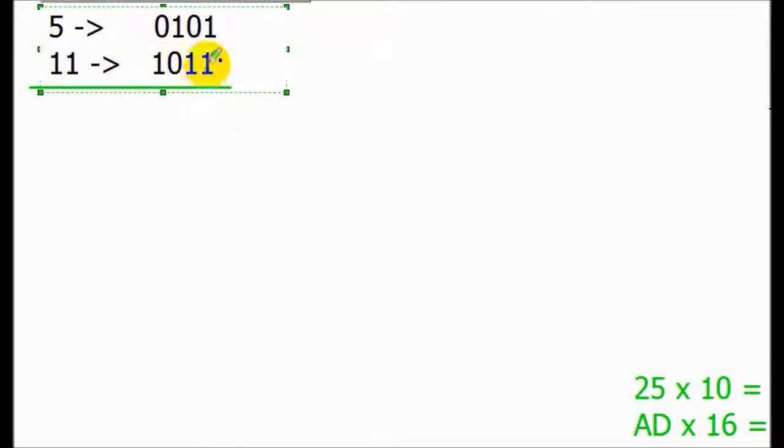Well, 1 times 1 is 1. 1 times 0 is 0. Getting a little bit better at that. 0. 1 times 1 is 1. And 1 times 0 is 0. Now, let's have a look at the next binary digit down.